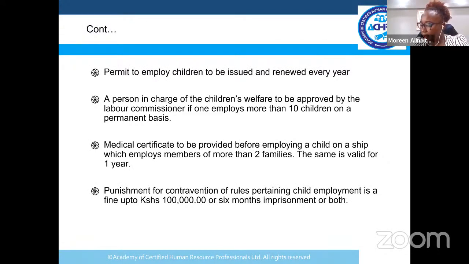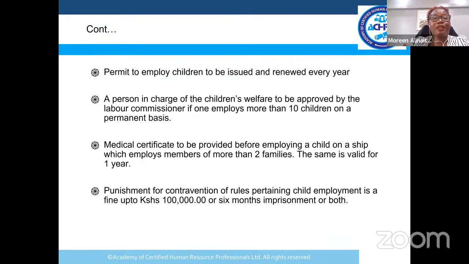Rule number 13. Rule number 13 provides that a person who is authorized to employ more than 10 children below the age of 16 years on a permanent basis shall designate a person, to be approved in writing by the Labor Commissioner, to be responsible for the welfare of the children.